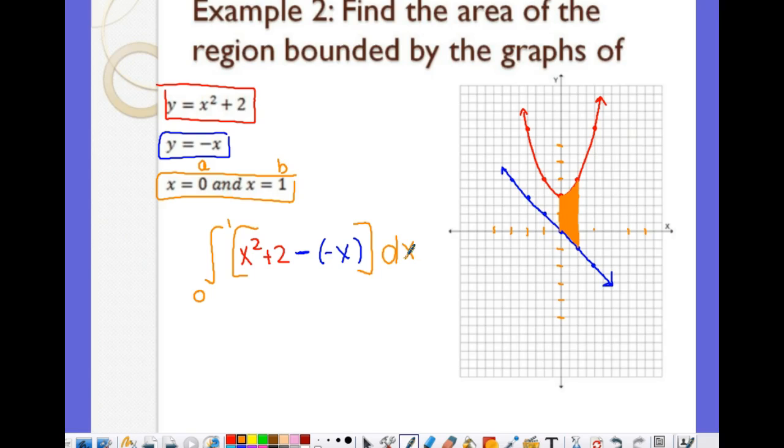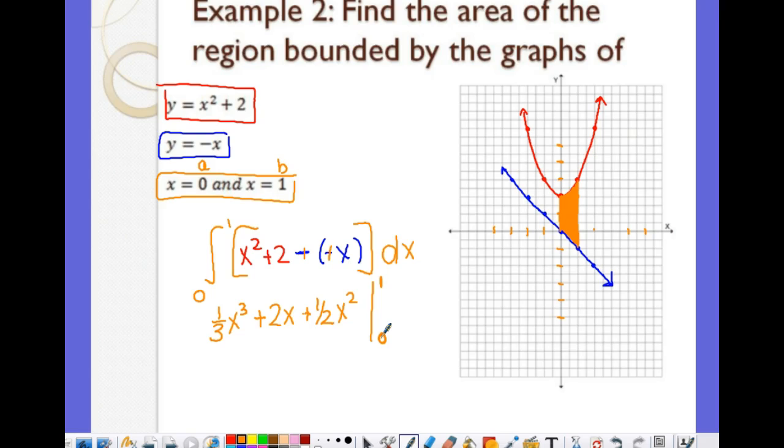So algebraically, this is a quadratic, which means if I integrate it, I'm going to get a cubic. But I don't really care what my function is so much because I'm getting a definite answer. When you do this, the antiderivative of x squared is 1/3 x cubed. The antiderivative of 2 is 2x. This minus a minus is kind of like a plus x, so the antiderivative of x is 1/2 x squared. And I'm evaluating from 0 to 1.